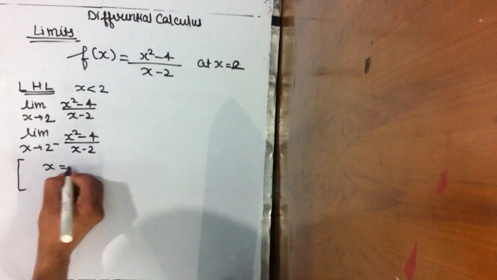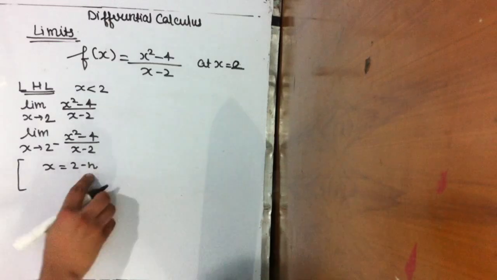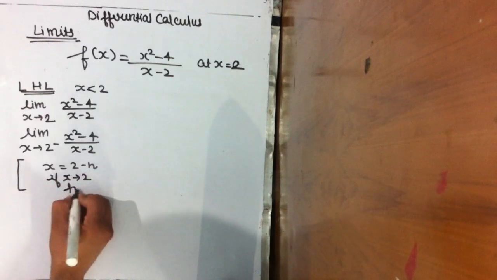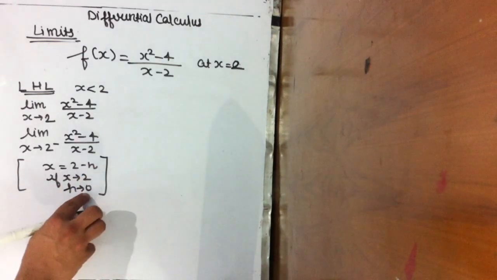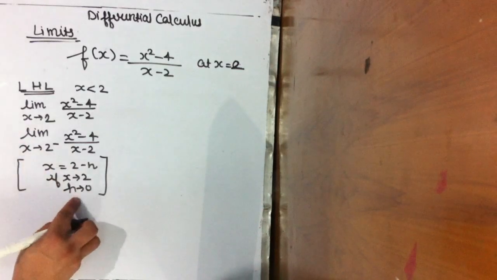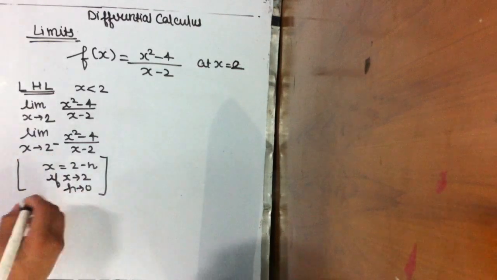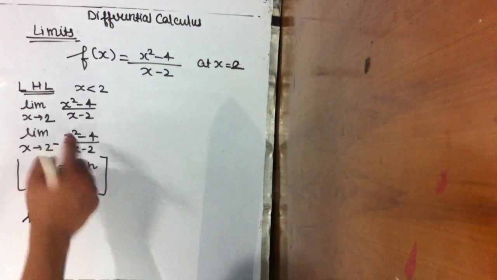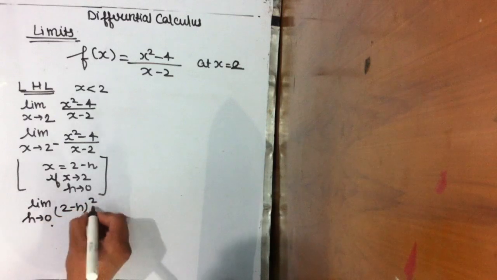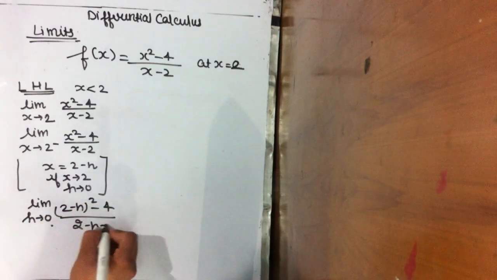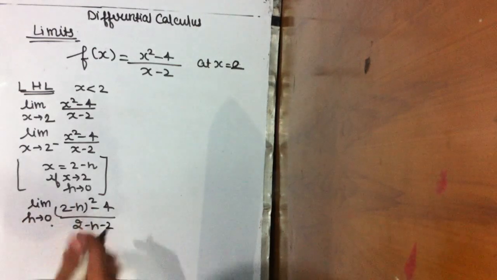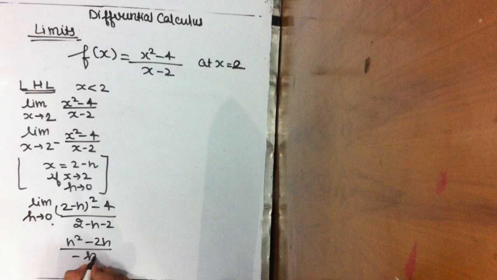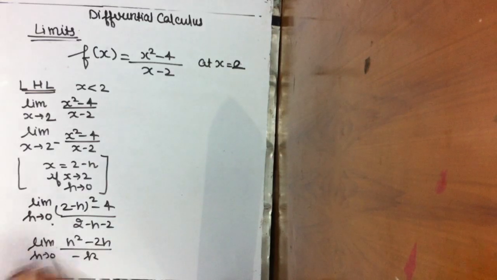Now let's see, x equals 2 minus h, a very small number. If x approaches 2, then h is almost approaching 0, that is h is the smallest number. So changing the limit x tends to 2 negative to h equals 0, we get limit h approaches 0, and we put 2 minus h whole square minus 4 divided by 2 minus h minus 2. This comes out to be h square minus 4h divided by minus h, limit h approaches 0.